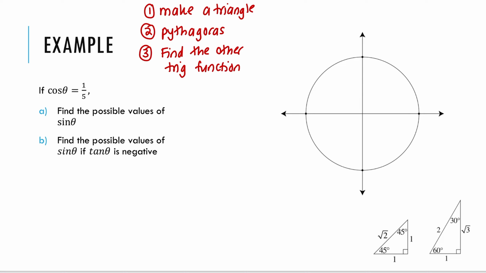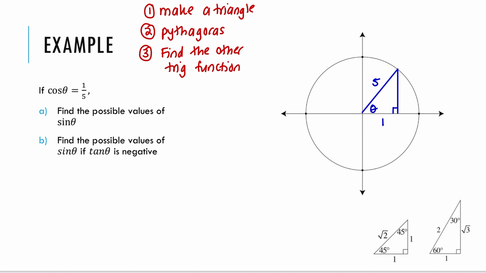So those are our 3 steps that we're going to look at when we are solving these types of questions. So step 1, I'm going to make my triangle. And in this case, I have the unit circle with me, but you don't need the unit circle, and you'll see this in our later examples. My triangle here, my adjacent side is 1, and then my hypotenuse is 5. So to find the opposite side, let's call that x.